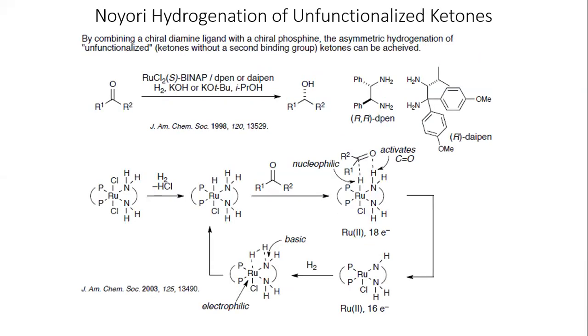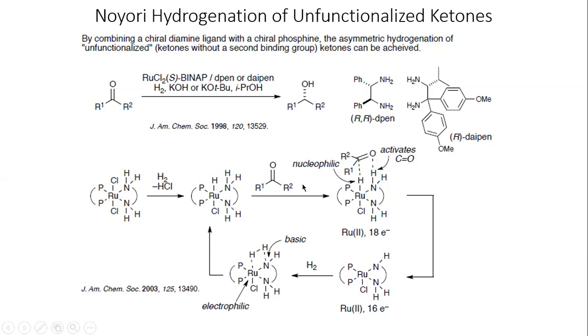And this is being able to hydrogenate unfunctionalized ketones, right? Which is amazing. So you just take a ketone, you treat it with the ruthenium BINAP, and then add in these amine ligands, either this D-pin ligand or day-pin ligand right here. So these two ligands are additives to the ruthenium BINAP catalyst. And then you treat it with hydrogen gas, and then potassium hydroxide or potassium tert-butoxide and isopropanol. And you can see here, you get really only one stereoisomer. This was published in JACS in 98.